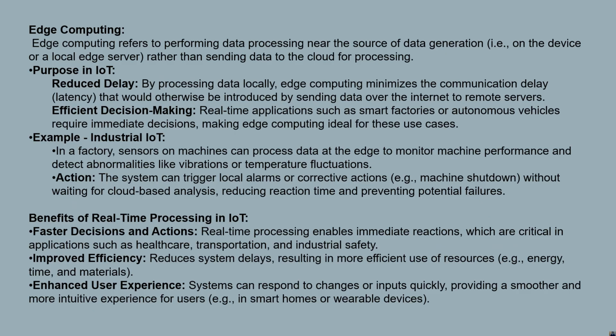Next, moving on to edge computing. Edge computing refers to performing data processing near the source of data generation rather than sending data to the cloud for processing. The purpose in IoT is reduced delay and efficient decision making. An example is industrial IoT. In a factory, sensors on machines can process data at the edge to monitor the machine performance and detect abnormalities like vibrations or temperature fluctuations. Benefits of real-time processing in IoT are faster decisions and actions, improved efficiency, and enhanced user experience, as we discussed in the previous slide.